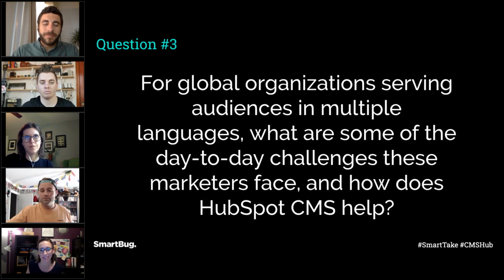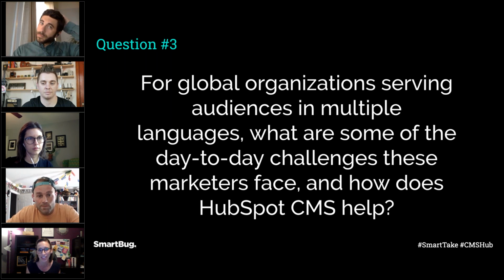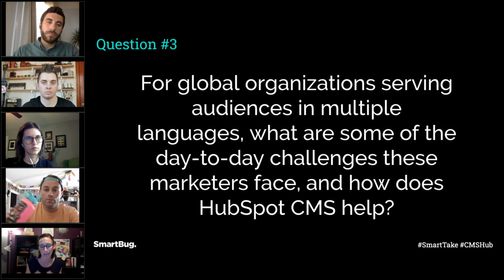We're seeing HubSpot, gosh, when I first bought HubSpot as an in-house marketer back in 2012, 2013, it was not the same beast. It is not the beast that it is today, right? HubSpot's grown up a ton, and we're seeing big, large global organizations serving audiences in multiple languages that are using HubSpot. So I want to dive into what some of those day-to-day challenges are that the marketers of those global organizations face. How is the CMS Hub going to help them?